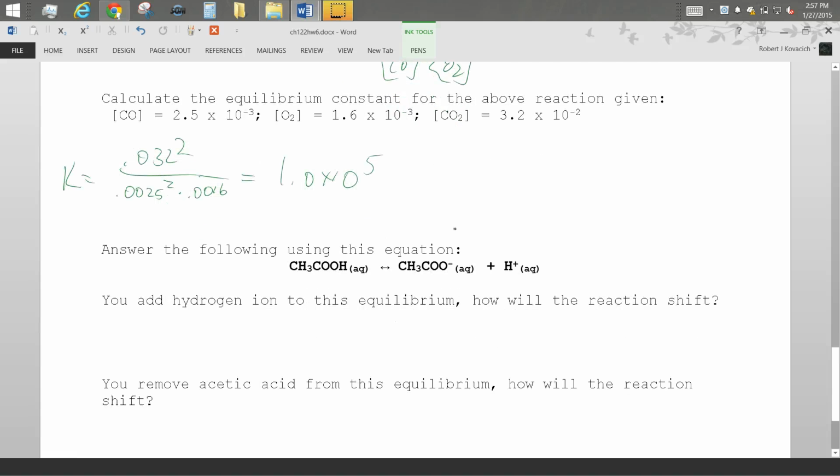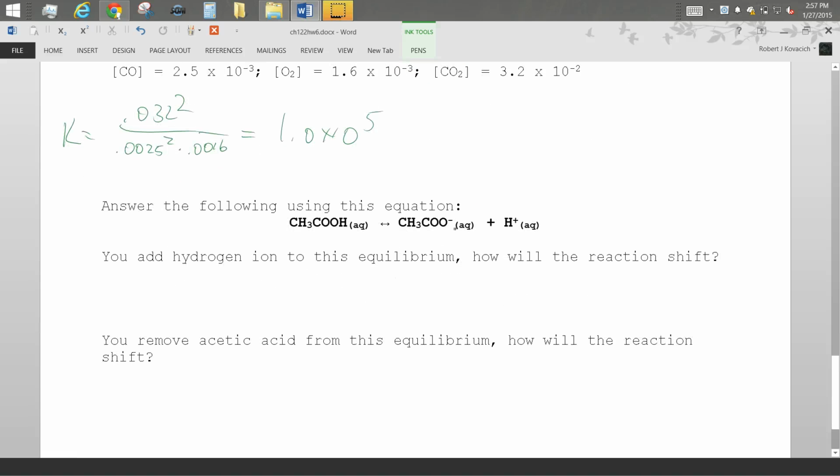Answer the following. Okay, so I add hydrogen. How is this going to shift this? So if I increase my concentration of hydrogen, I'm going to get this reaction to shift to the left. So if I remove acetic acid from this, how is this going to shift? So there's my acetic acid there. So if I remove acetic acid, I'm also going to get a shift to the left.